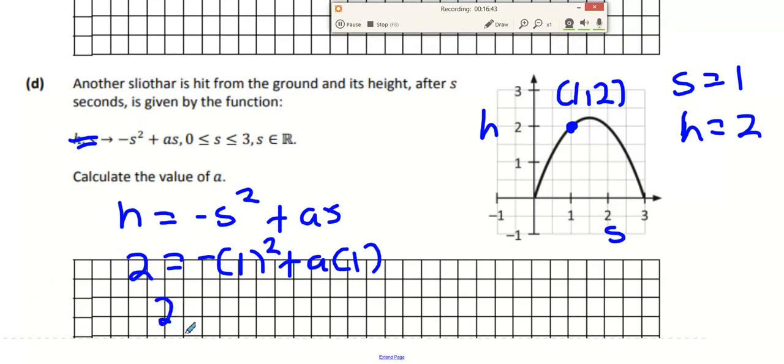What do you think goes down? Anybody know the answer? An a value of what? Anybody know? A value of? 3. Okay. Is that the end of that question?